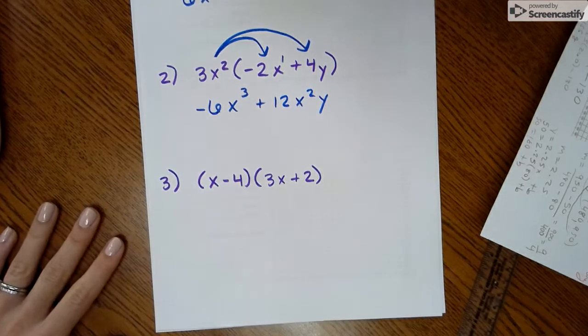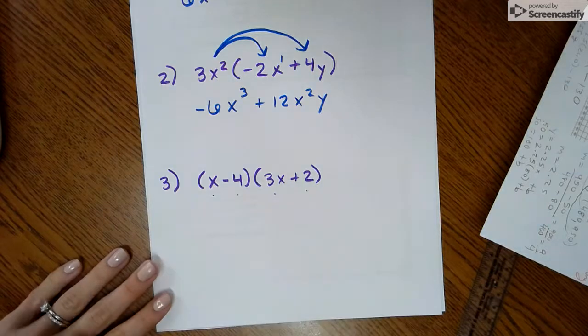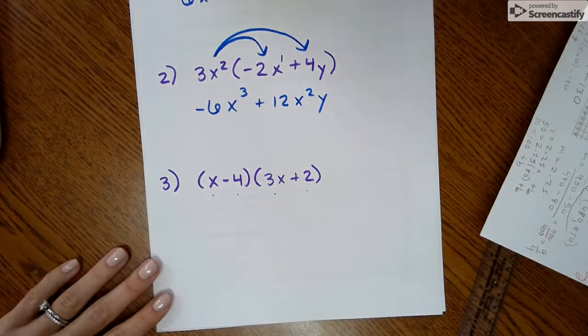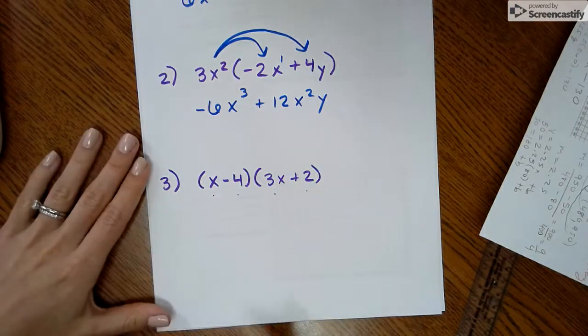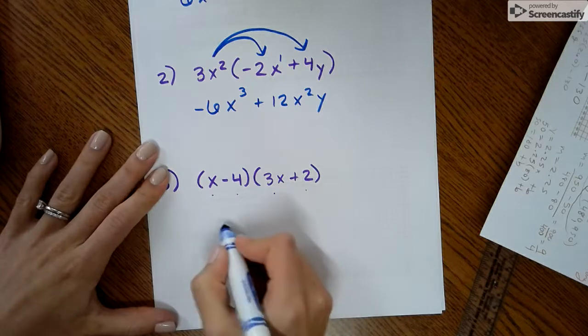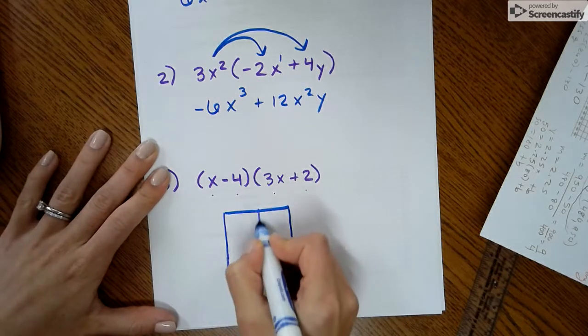And then the third one, the reason that this is different and we can't just draw the arrows is because we have 2 terms in each of these expressions that we're multiplying. So the area model just helps us make sure that we're multiplying every single term from each of these by one another. So since each of these are 2 terms, I'm going to make a 2 by 2 area model.